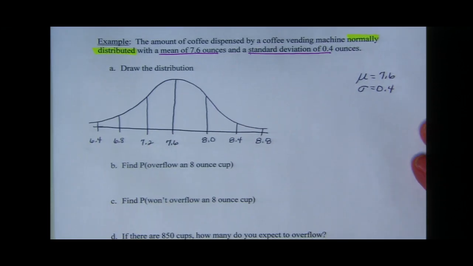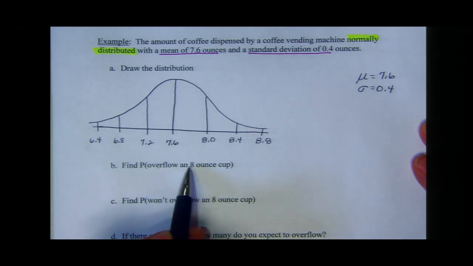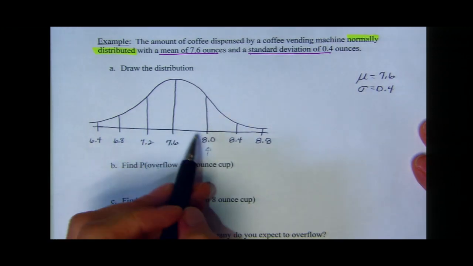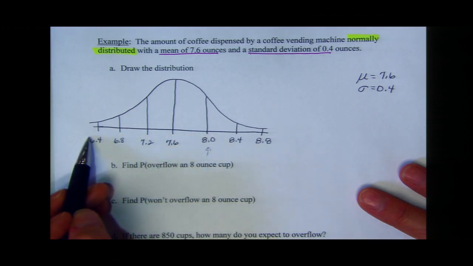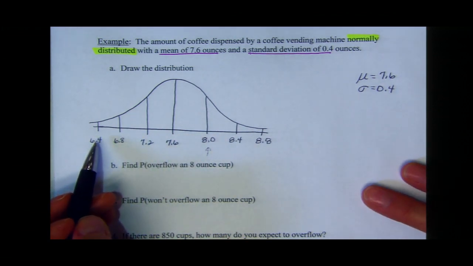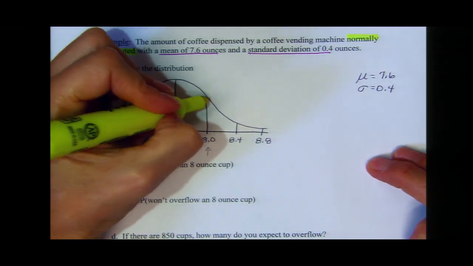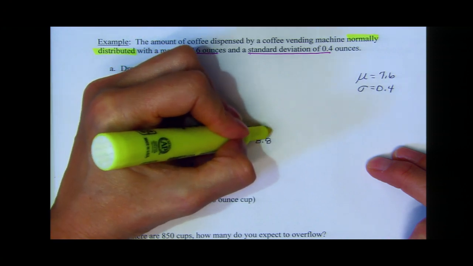Now, the first question asks, find the probability that it will overflow an 8-ounce cup. Well, here's 8 ounces. If my cup is 8 ounces, anything here to the left will stay in the cup. But the overflow would be this.